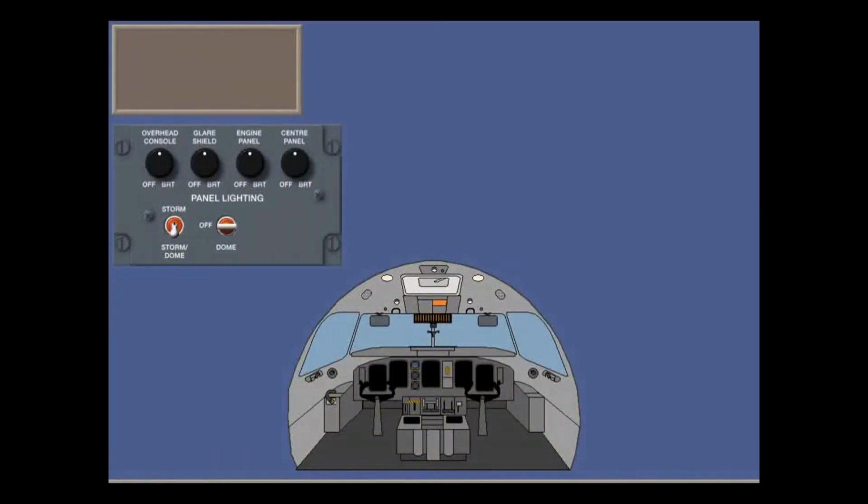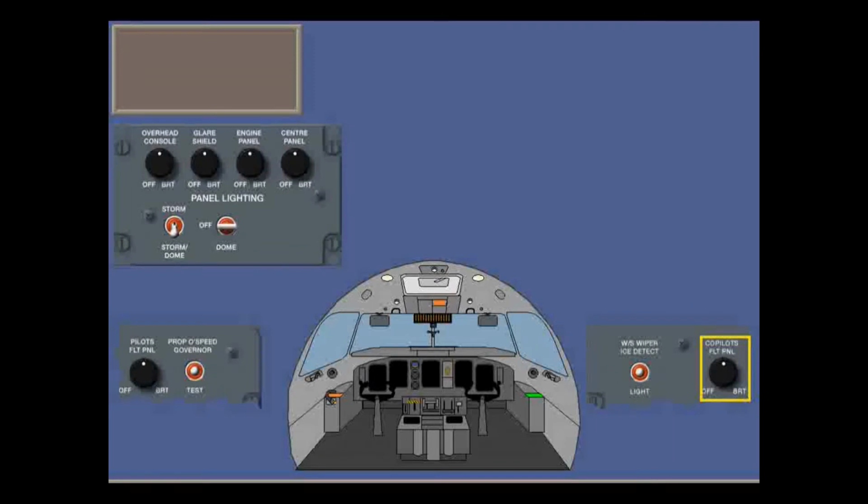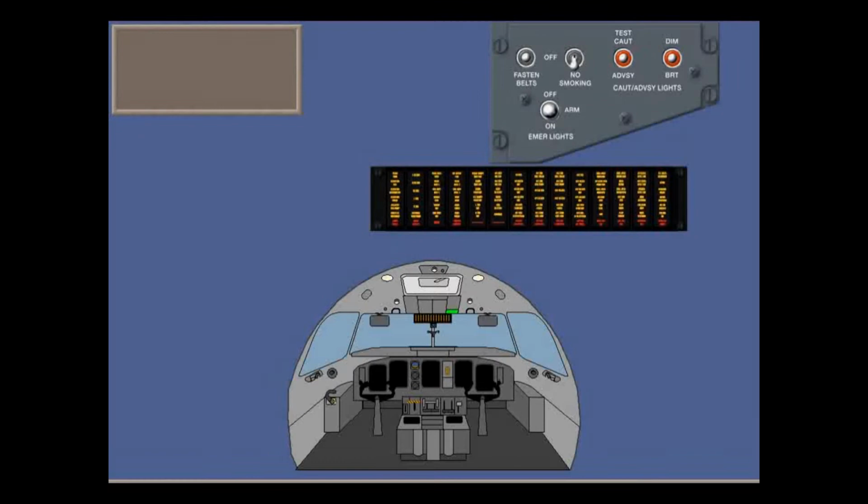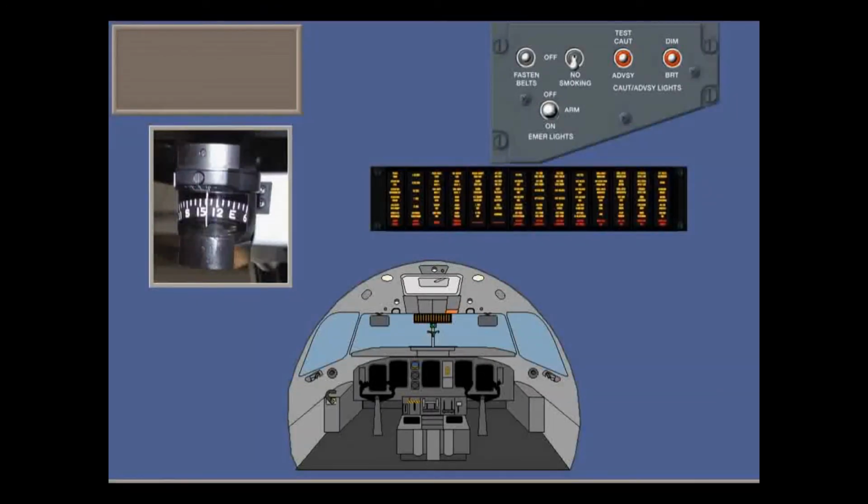Panel lighting consists of lights embedded in the panels to illuminate the markings and 5-volt integral lamps in the instruments and controls. The overhead, glare shield, engine and center panel lighting is controlled from these switches. The left pilot's flight instruments and side panel lighting is controlled from here, and the right pilot's from here. Lighting of the warning and caution panel is controlled by this spring-loaded switch. Holding the switch dims or brightens the panel. And the standby compass light operates in conjunction with the advisory lights.